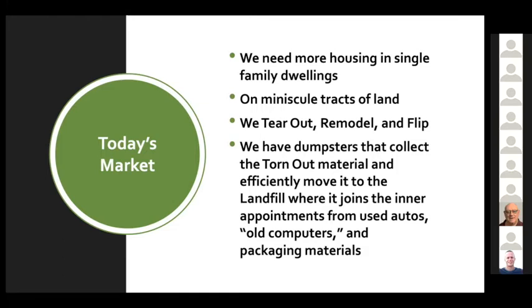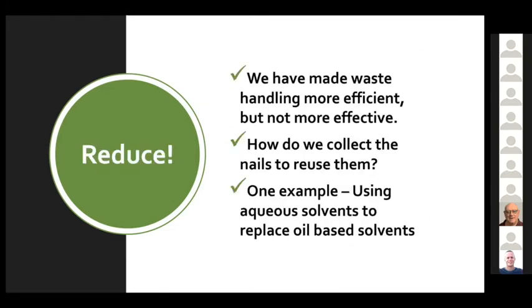Is it still usable? Are there other ways of doing it, not as cheaply as using new at this point? But at some point, the new is going to be more expensive. We need to look at how we can reduce. We've made waste handling more efficient, but not effective. How do we collect the nails to reuse them? How do we define what those nails are, and which ones do we need to keep?